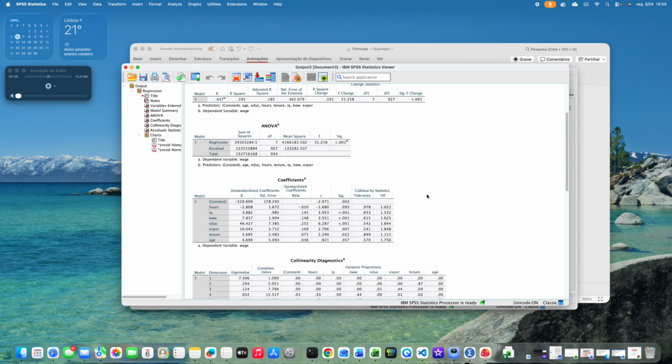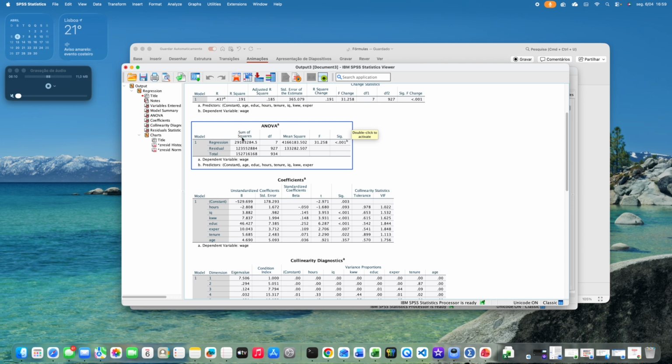Now we move to the ANOVA table, where we have several pieces of information of interest. Here we have the total sum of squares. That means the variability of the dependent variable. This is the variability that we were able to explain through our independent variables, and this is the unexplained variability associated with the residual variable.